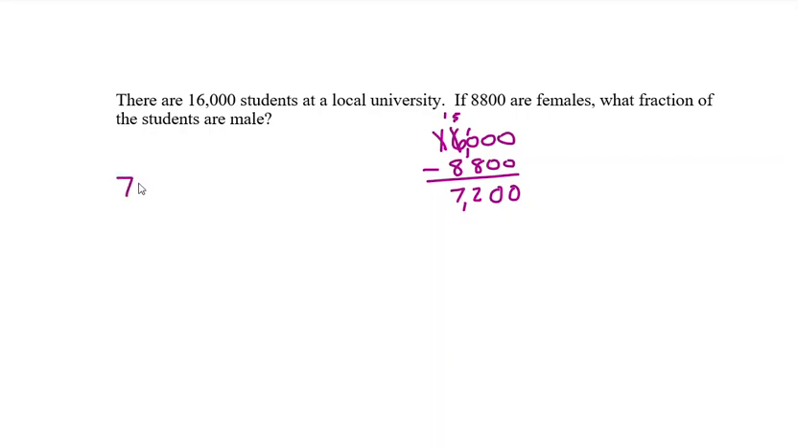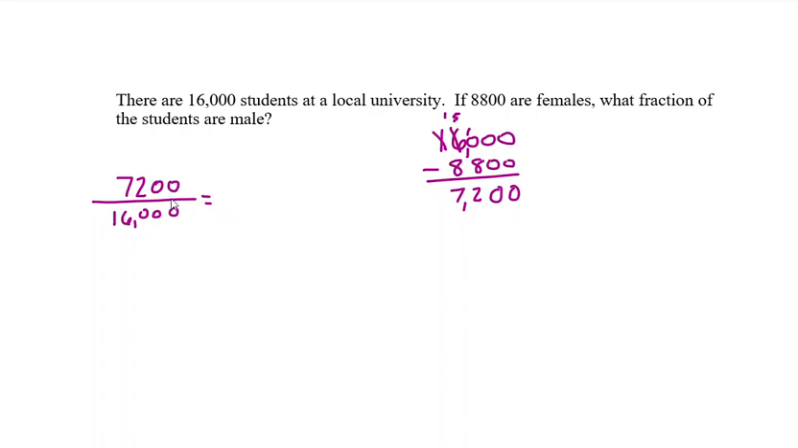So what fraction of the students are male? That's 7,200 are male out of a total of 16,000. Well, this should be easy. We can just do prime factorization again and we're good to go. Well, not so fast. Let's not be silly about this.